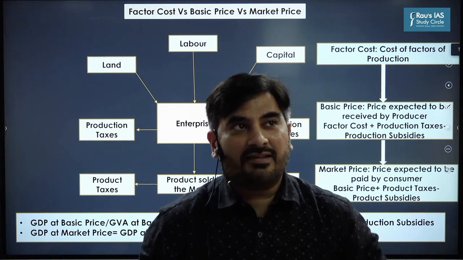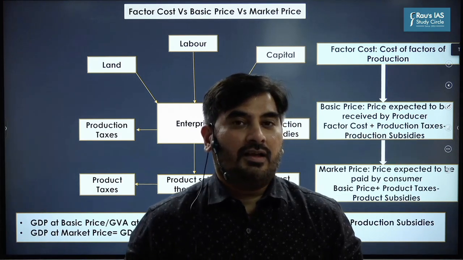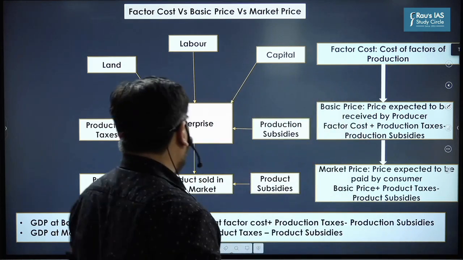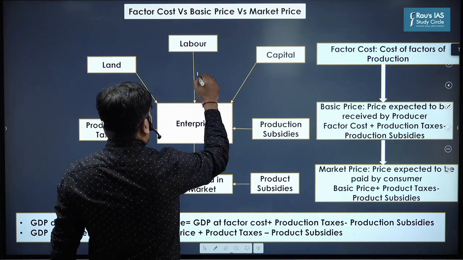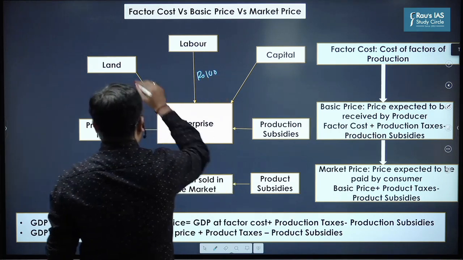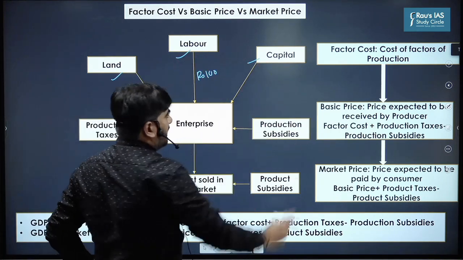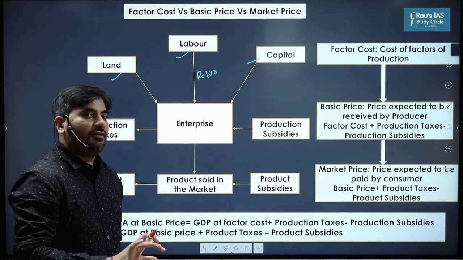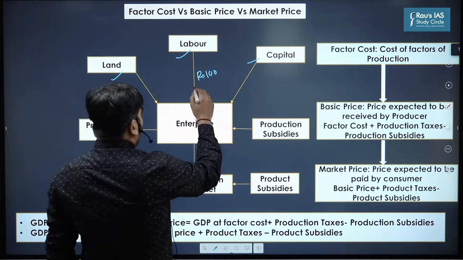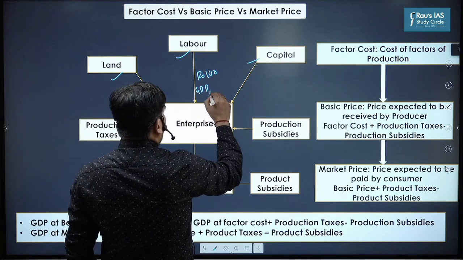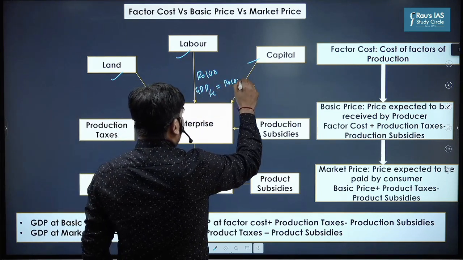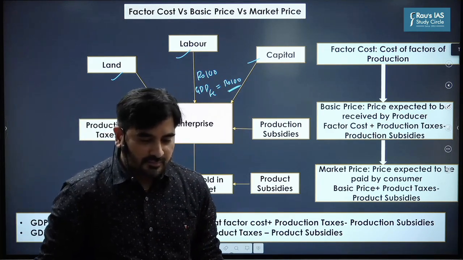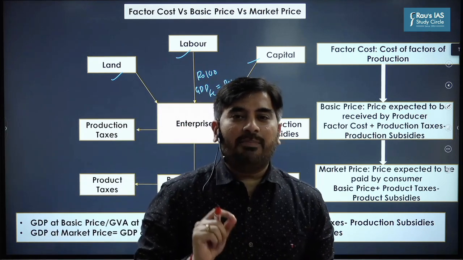So let's look at this figure now. Let's say a particular industry is spending rupees 100 on these factors of production, that is land, labor, and capital. As I can see there, factor cost is the cost of factors of production. So can I say here that my GDP at factor cost is equal to rupees 100? Are you with me on this? Yes? Okay. Now we need to calculate the basic price.